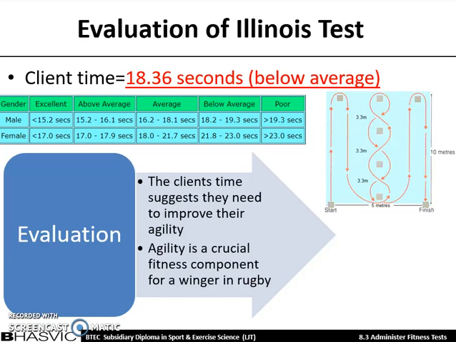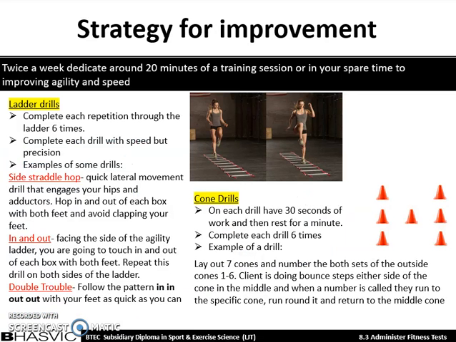So for his evaluation, obviously this shows that agility is a component of fitness that needs to be improved for my client, and especially as he is a winger in rugby, speed and agility is a crucial component of fitness to be able to get down the pitch as fast as they can whilst also being able to dodge and weave round opposition. So as a way of improving this, I've come up with a few strategies to help improve the component of fitness of agility.